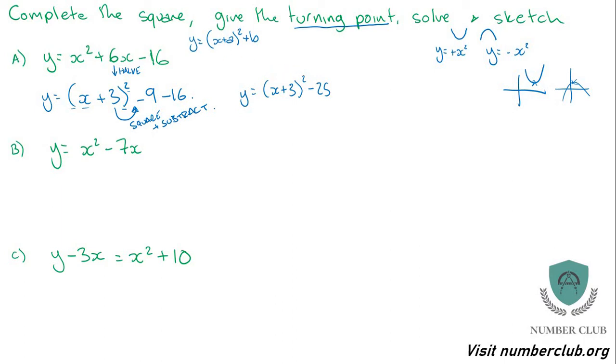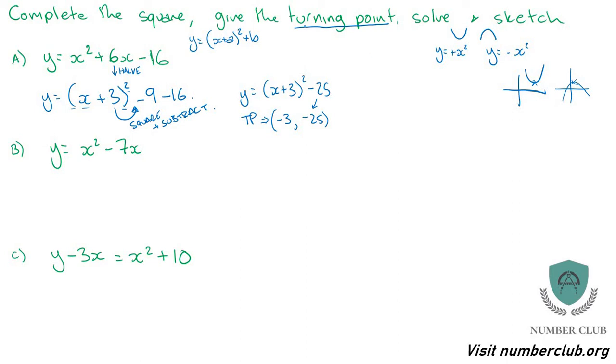The turning point is found when this bracket equals 0, which gives your x coordinate. It's the opposite of this sign. You should only ever have x plus or minus a number in here. It shouldn't be 2x or 3x. If there's something like that, you've gone wrong. So the turning point is negative 3, because that's the opposite of this, and this bit here, which is negative 25. The turning point is negative 3, negative 25.